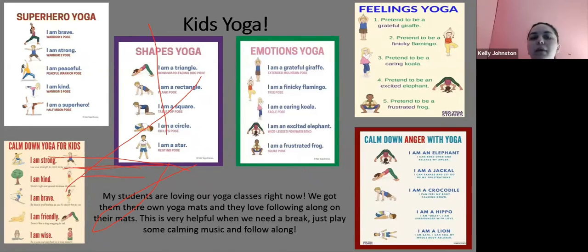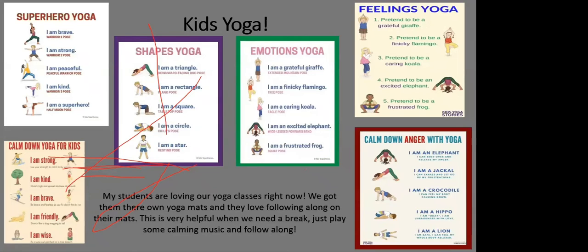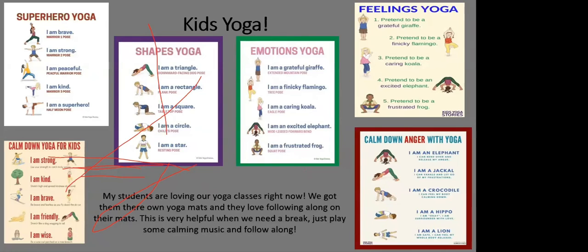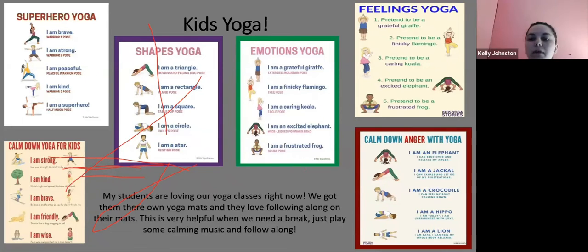So I am brave, I'm strong, I'm a triangle, helps us work on the shapes, helps work on our emotions, and then just gives us something to do. This is great for the kiddos. So these are some of the yoga things that I use. There is more, like I said, but these are the ones that we use typically in my preschool classroom.